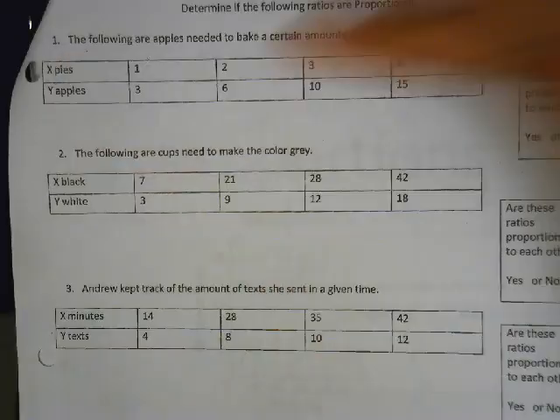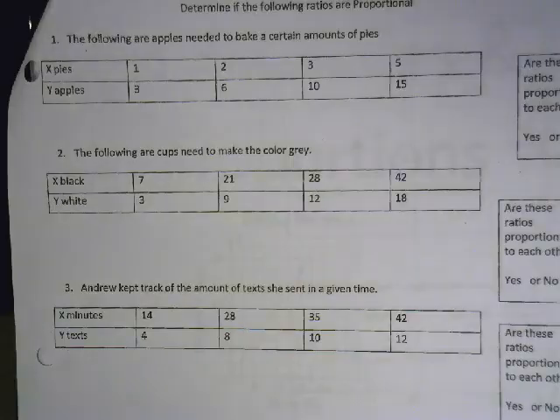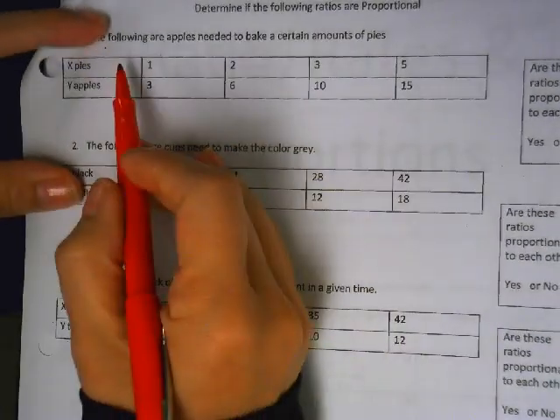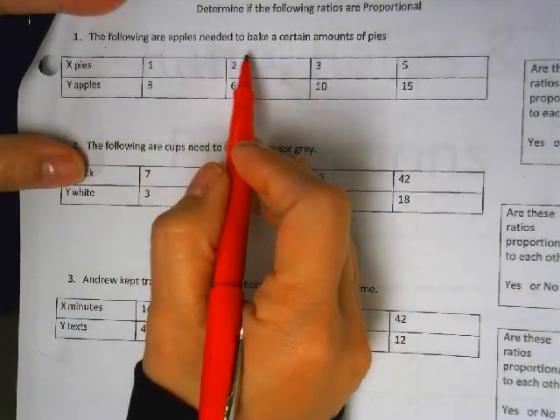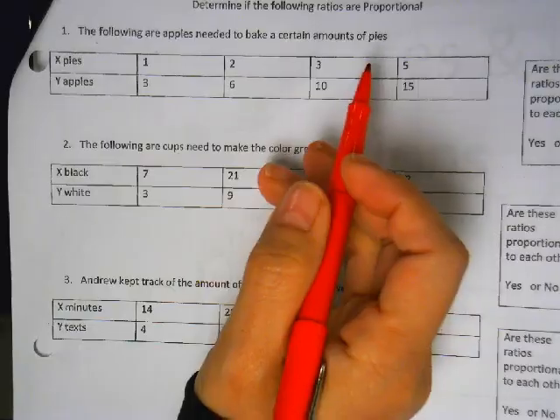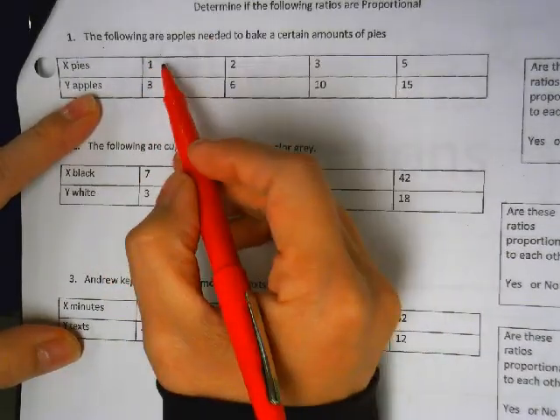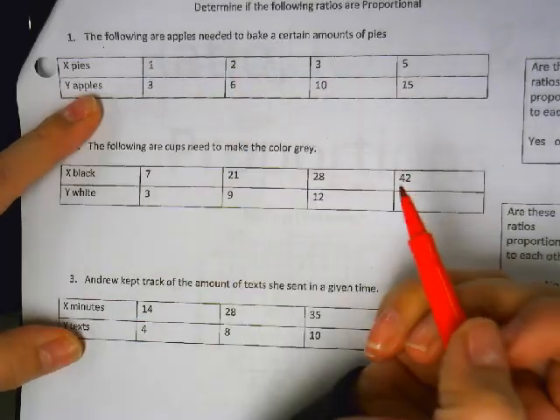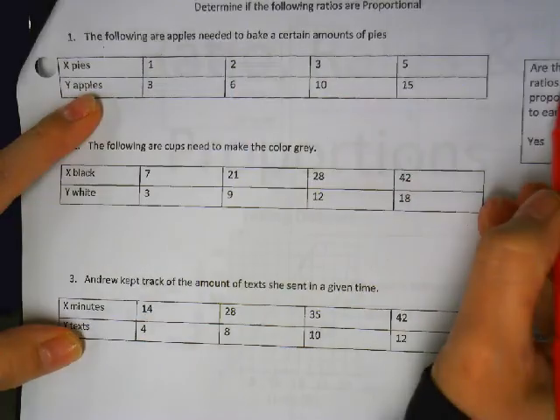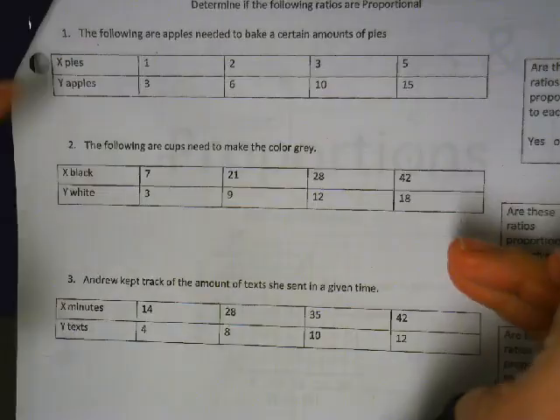So let's say you don't get a graph. Well, you can always graph it on graph paper. The following are apples needed to bake a certain amount of pies. So my X are pies and then the number of apples I need. So 1 pie, 3 apples, 2 pies, 6 apples. Are these ratios proportional to each other? Yes or no?